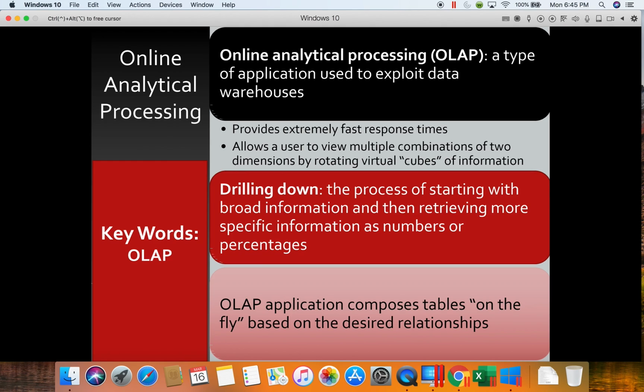Drilling down is a process by which we start with the table that shows broad information and successively retrieve tables with more specific information. So the OLAP application lets you receive information on the number of employees and their percentages in each region, department, etc. It composes tables on the fly based on the desired relationships that you've specified.